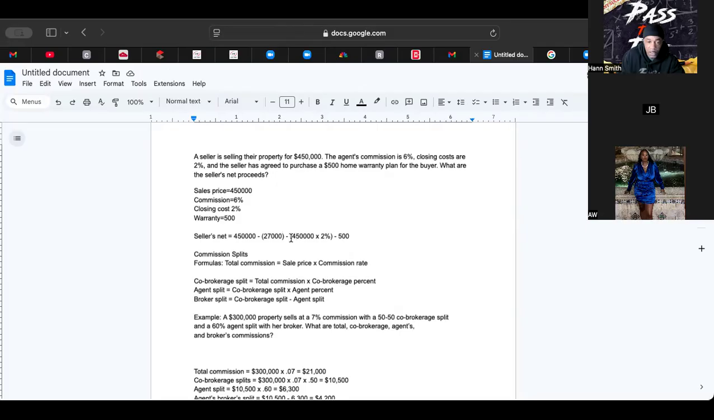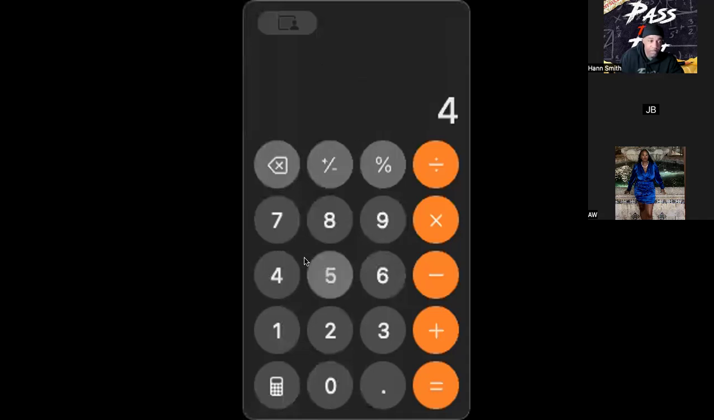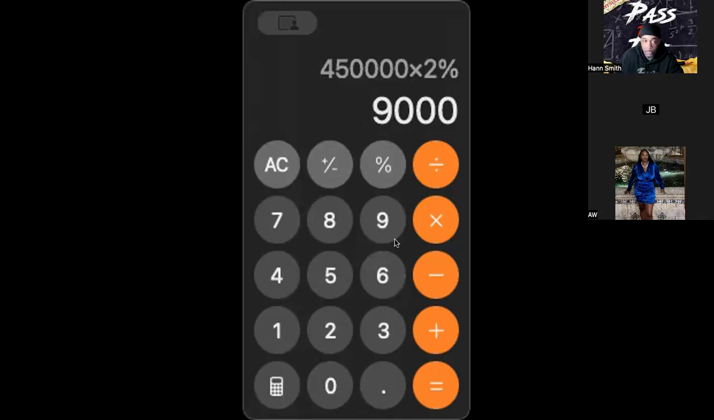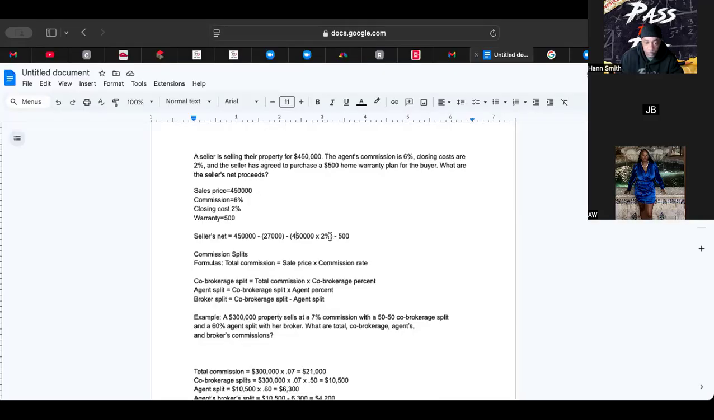Then we're gonna do this portion. 450 times 2%. That's the closing cost. So let's go back to our calculator and figure out what's 2% of 450,000. Clear our calculator, go 450 times 2% equals $9,000. So the closing cost for this deal is $9,000. Now get rid of the parentheses because we figured out what was inside of the parentheses, and now we can do math because we figured everything out.